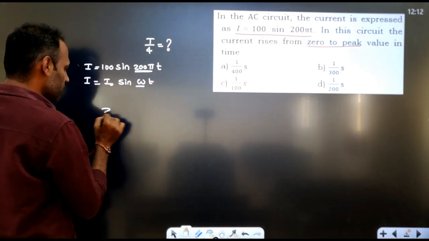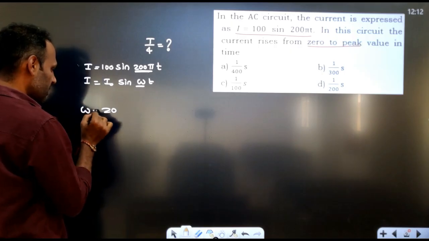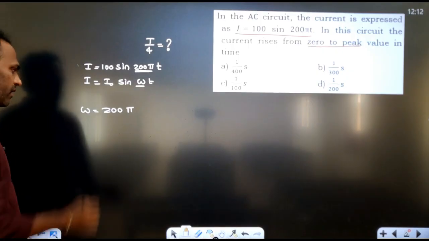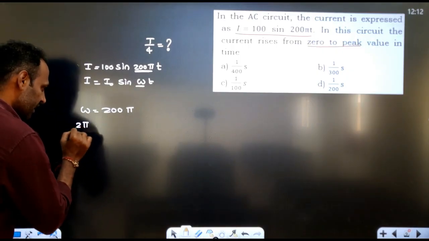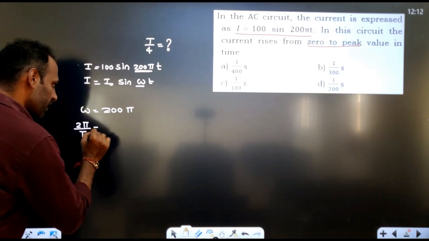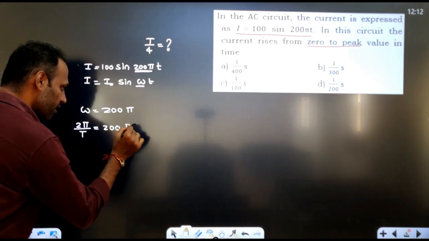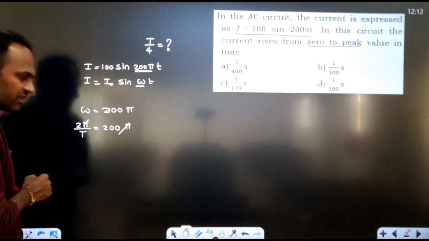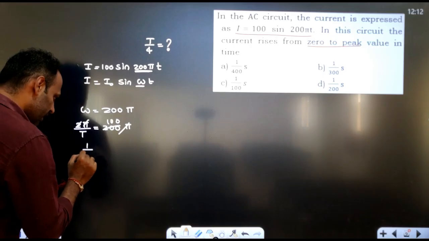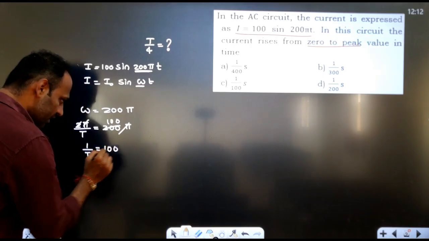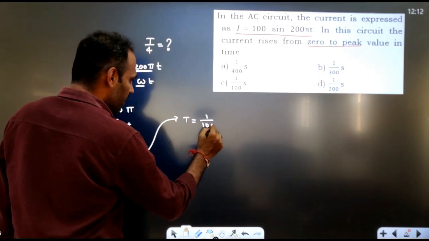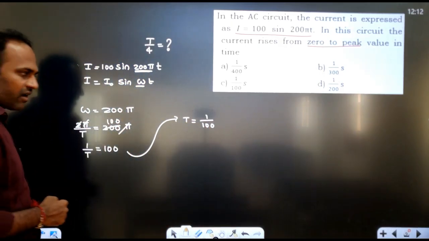In place of ω, what did we get? In place of ω I got 200π. So ω means what? I can take it as 2πf or 2π by T, because f is equal to 1 by T. 2π by T is equal to 200π, right? So π and π will get cancelled. 2 ones are 2, 100s, right? So I got 1 by T is equal to 100. That means T is equal to 1 by 100 seconds.